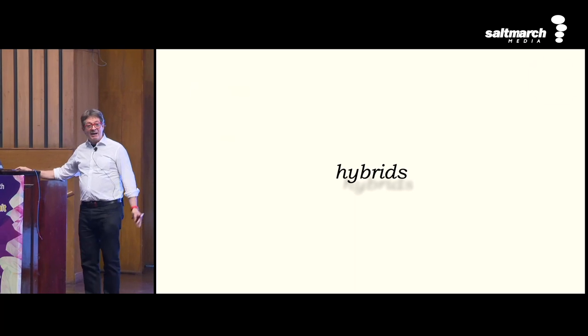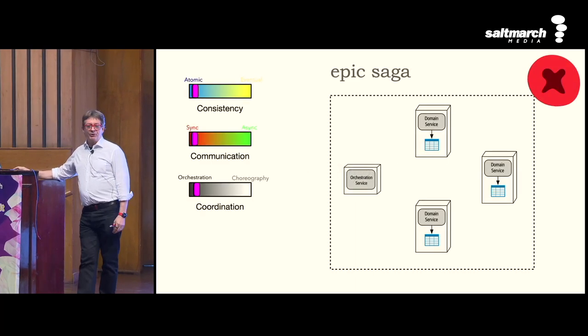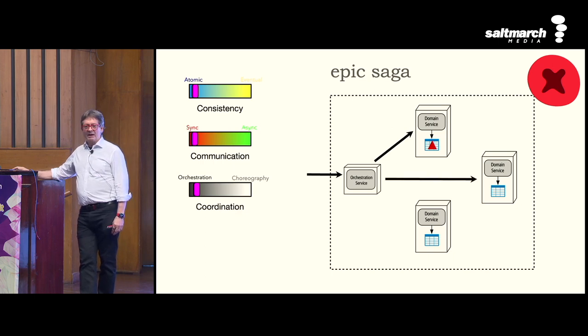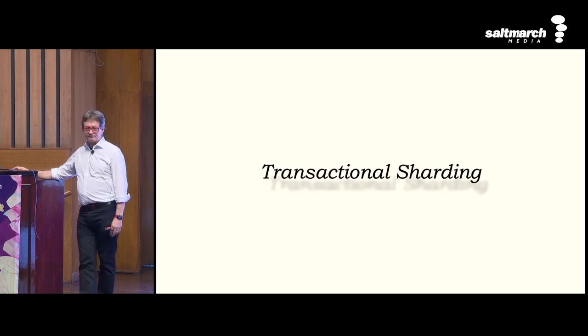There are, of course, hybrids that you can create. So, for example, in the epic saga, with all this synchronous communication, which is really, really slow, if I get to an error state here, it would be kind of crazy for me to use synchronous communication to clean this up, because that's just making things that much worse. And so I could easily use asynchronous communication to do compensating updates here. And so hybrids are always possible here.